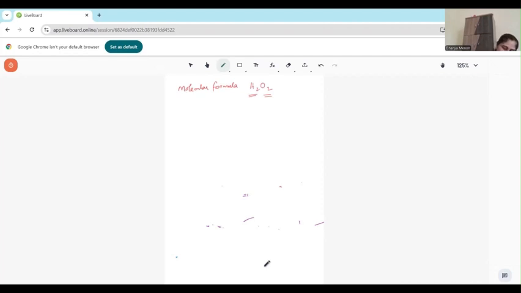But empirical formula will give you the whole number ratio of the atoms that are present in the compound. For example, if the molecular formula of hydrogen peroxide is H2O2, how do you simplify it? Both are 2. Can I simplify it as HO? Because it's the simplest whole number ratio.